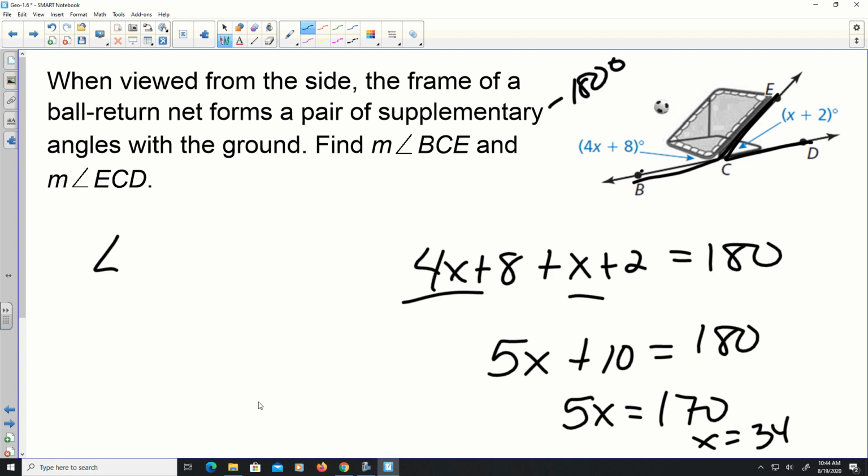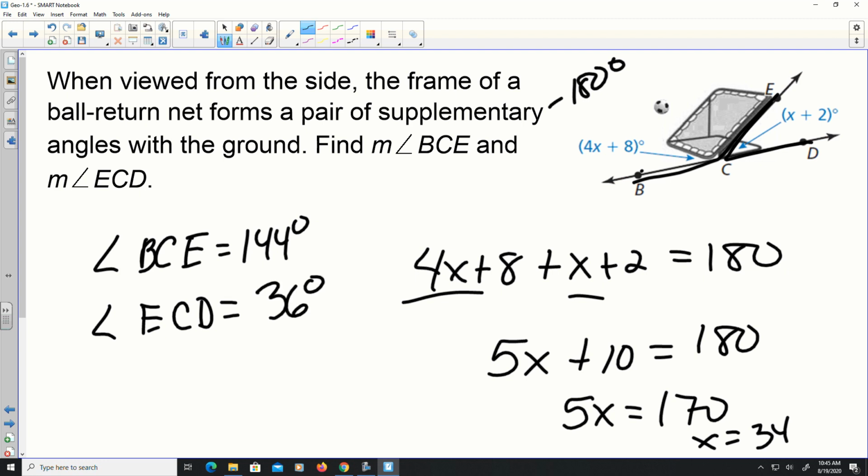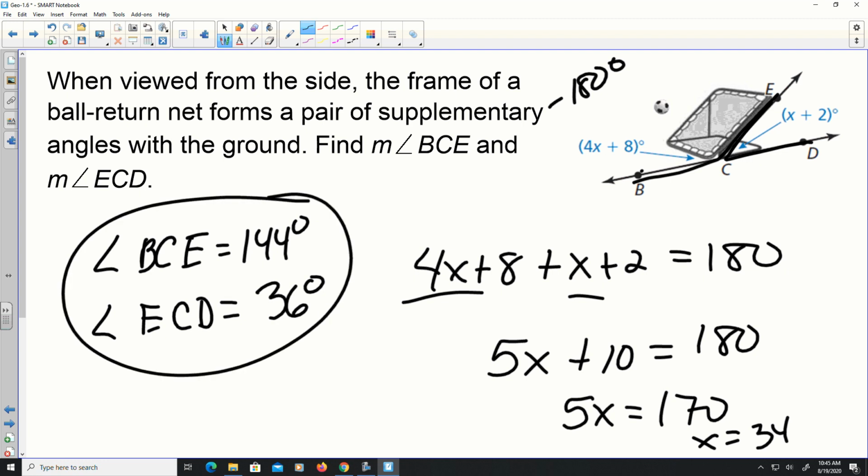So angle BCE is going to be equal to, looks like 4 times 34 because you substituted in, which gives you 136, plus 8 is 144. So I'm going to say that this is 144 degrees. Angle ECD is going to be, what, 34 plus 2, which is 36. And just to double check, add them together, should be 180. And it is.